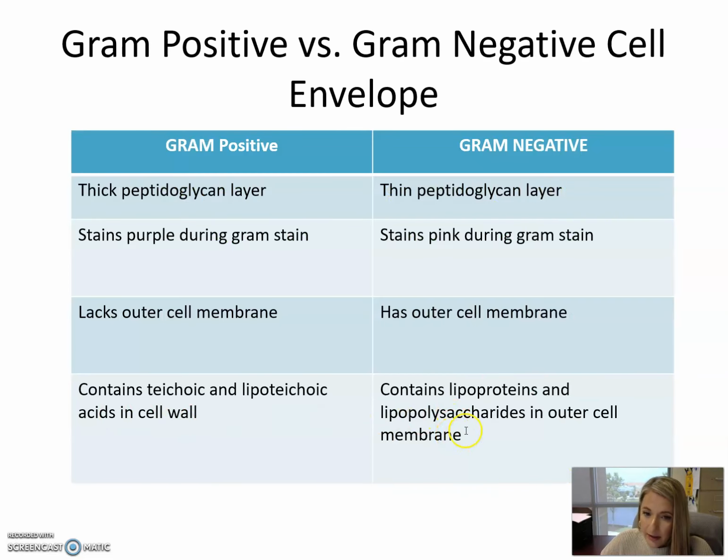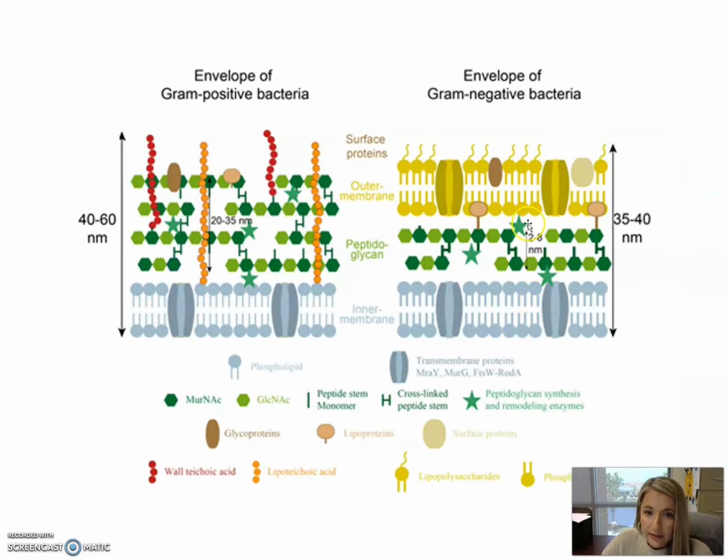Gram-negative bacteria have lipoproteins, which are fatty proteins, and lipopolysaccharides, which are fatty sugars, in the outer cell membrane. If we look at the outer cell membrane, we can see some lipopolysaccharides here in the yellow and some lipoproteins here in the brown, embedded there in the outer cell membrane. And what they do is they act potentially as toxins.